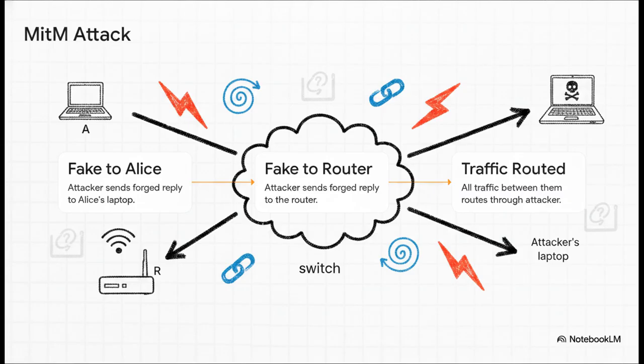But they don't stop there. Step 2, the attacker sends a forged reply to the actual router, claiming that Alice's IP address now belongs to the attacker's MAC address. So now, both sides of the communication are completely deceived. The result in Step 3, all traffic between Alice and the router is now routing straight through the attacker's computer.